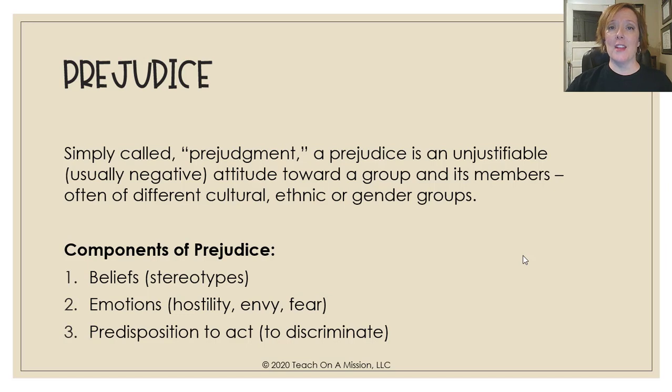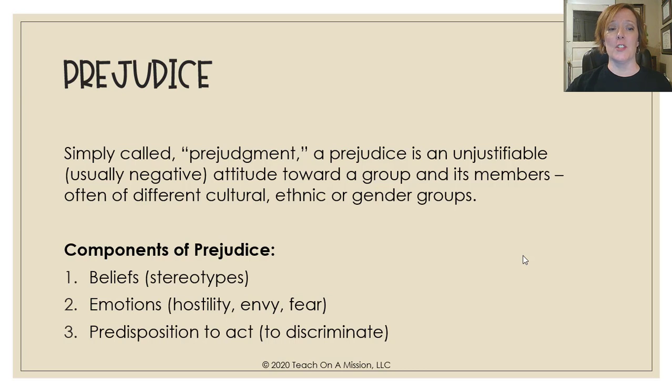So let's start with a definition of what prejudice is. This is one of those words that we think we know what the meaning is, but it's very hard to put into words. Simply called prejudgment, a prejudice is an unjustifiable, usually negative, not always, but usually, attitude toward a group and its members, often of different cultural, ethnic, or gender groups. So it is an attitude. We talked about attitudes in our last video.